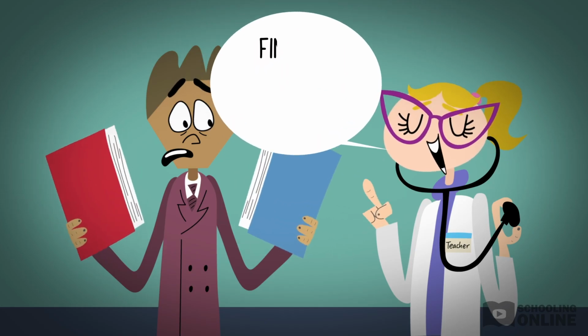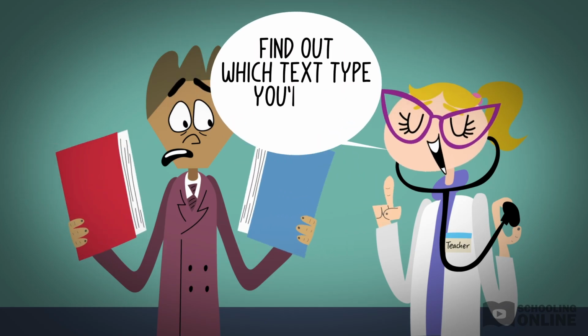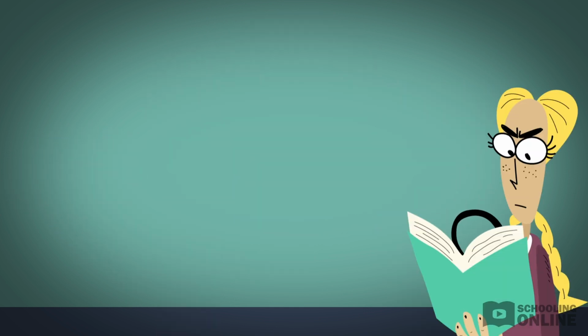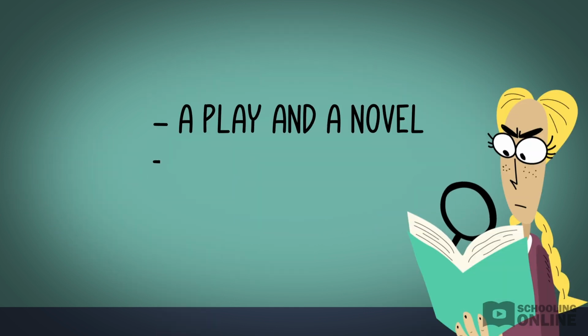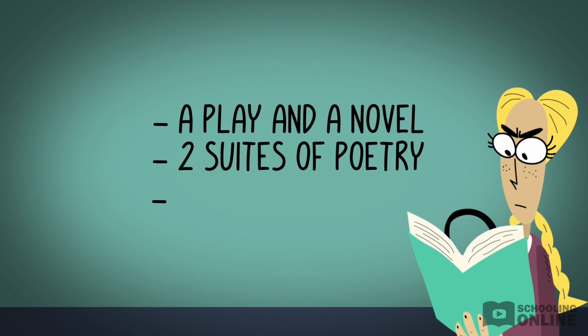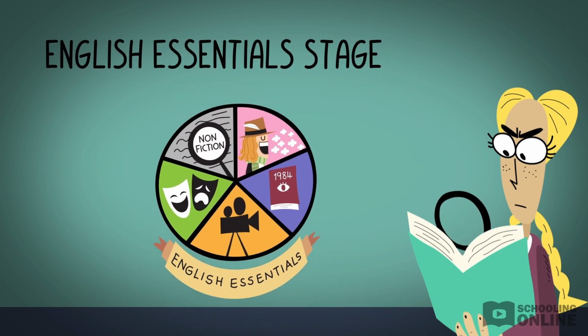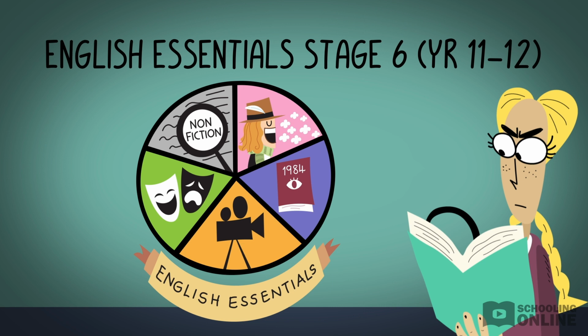To get a head start, we recommend you find out which text types you'll be studying. For example, you might be studying a play and a novel, or two suites of poetry, or a novel and a film. Once you know your text types, click through to our English Essentials series. There, you will find quick and easy lessons on how to analyse poetry, prose, film, and drama. Your teacher will be so impressed.